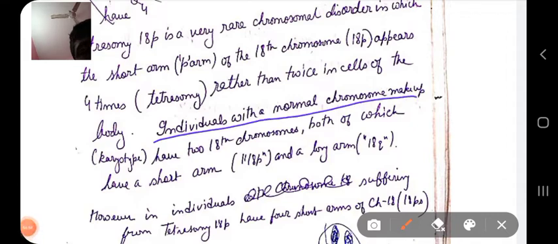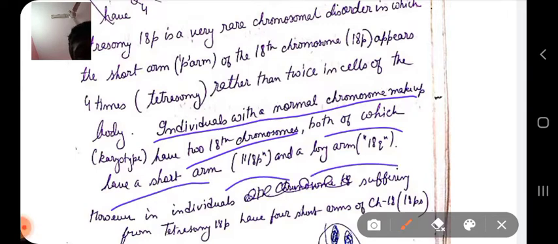Individuals with normal chromosome makeup have two 18 chromosomes, both of which have a short arm and a long arm. But here, in case of tetrasomy 18p, the individuals will have the short arm of the 18 chromosome 4 times instead of twice.